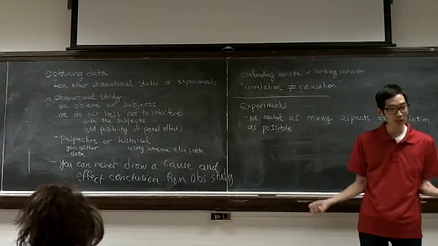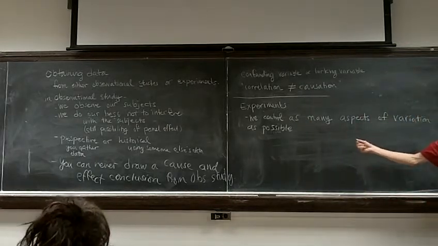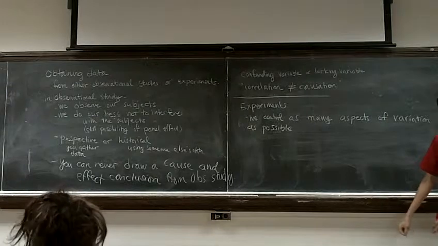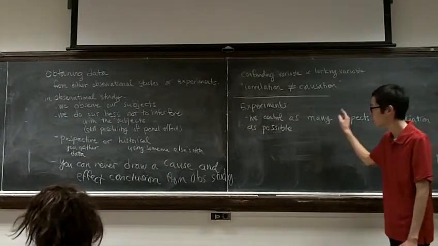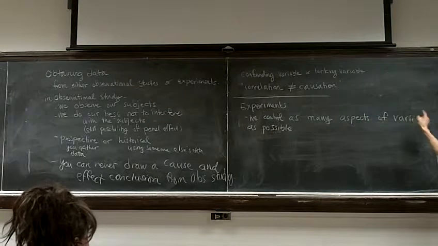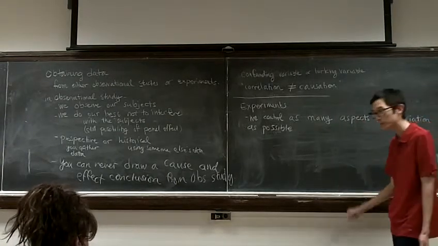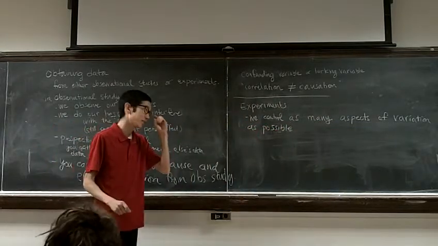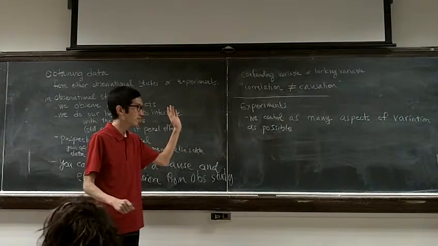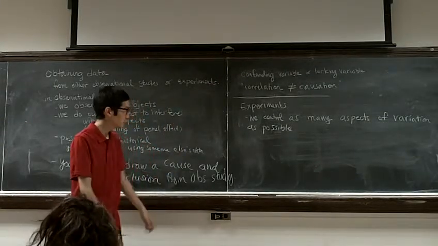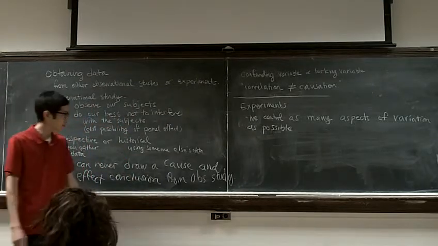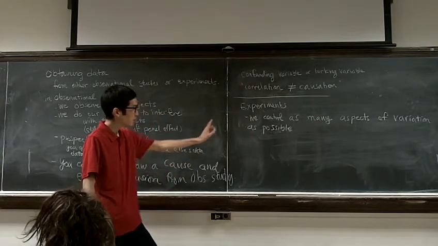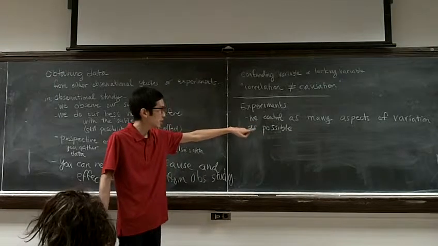Obviously we can't practically do that, but if we could, we would. If there were no ethical constraints on experiments, we would do as much as we can to control as many aspects of variation as possible. A lot of data was obtained via unethical means back in the day, but today we say that's not right. So anyway, in an experiment, we control as many aspects of variation as possible.